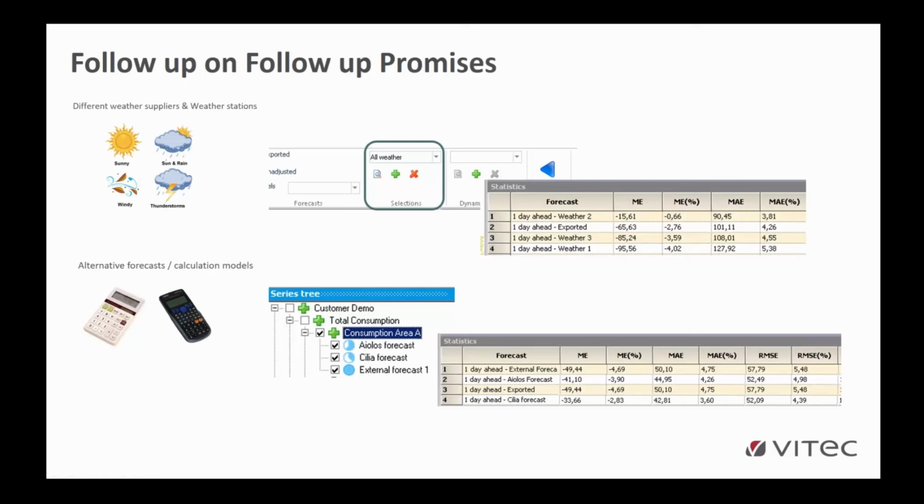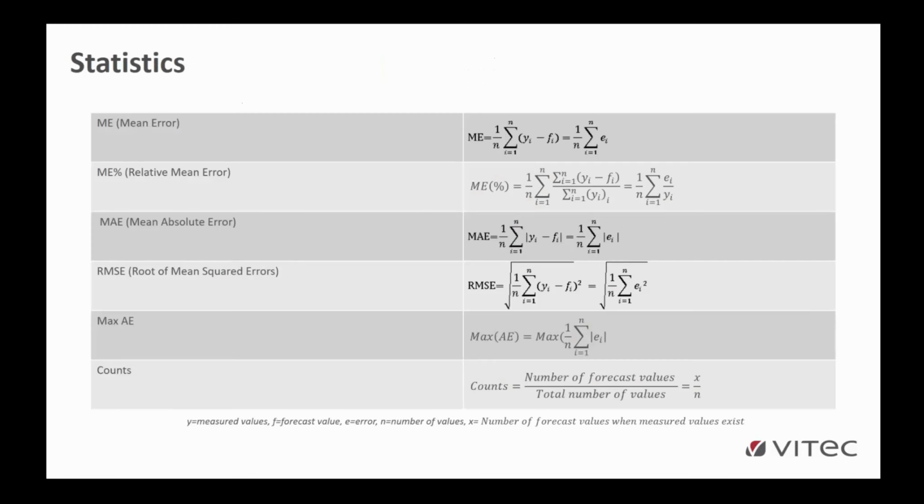And for all of these evaluations and optimizations, we benchmark with quite standard key statistical figures. So our error measurements are quite standardized. So we have the mean error, relative mean absolute, as well as relative mean absolute, and then root of mean squared and relative as well. And then max absolute error, and then we have counts to see how much data you have in terms of historical values.